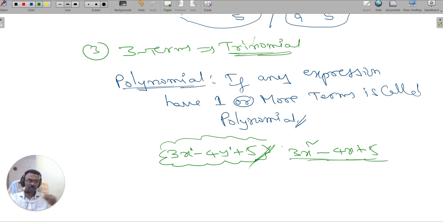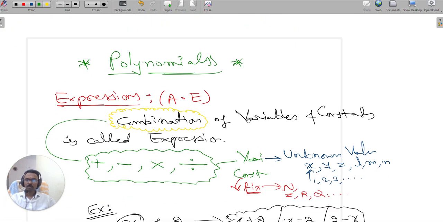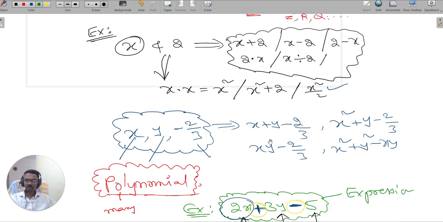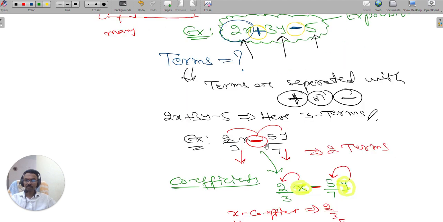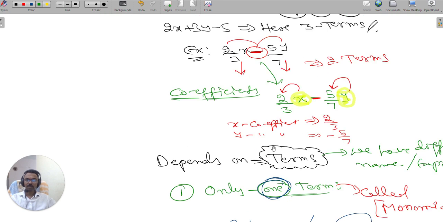Once again, let me sum up. Please look at the board. What we learned from the beginning: for polynomial, we learned expression. What is the definition of expression? In the examples also I gave you the definition. A combination of variables and constants is called an expression. Next, polynomial. In an expression, depending upon the terms, terms are separated with plus or minus, as I said. The number of terms depends upon the terms.